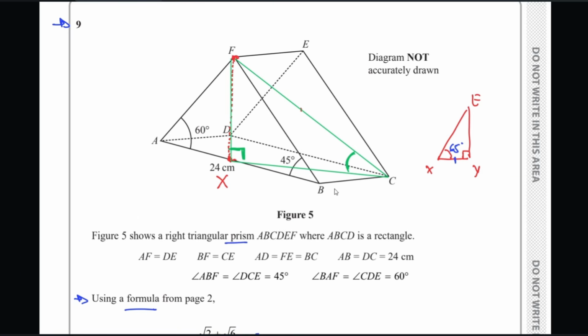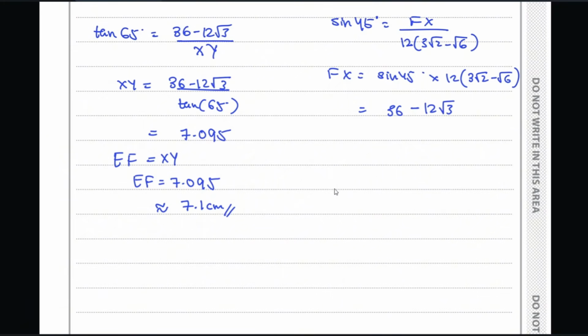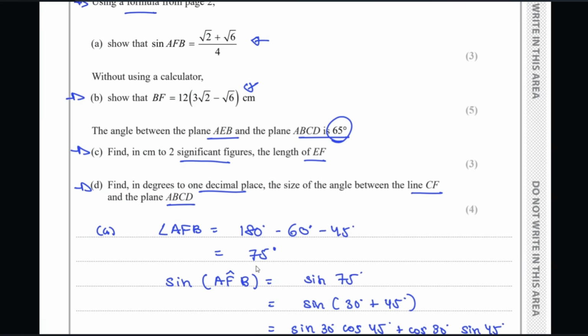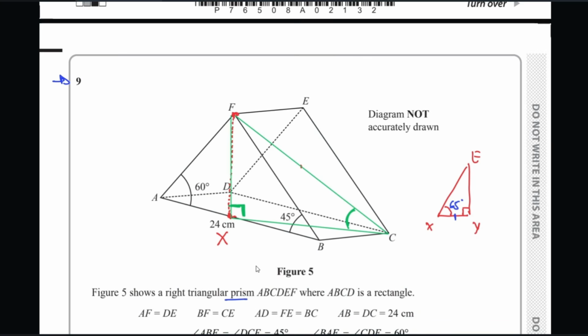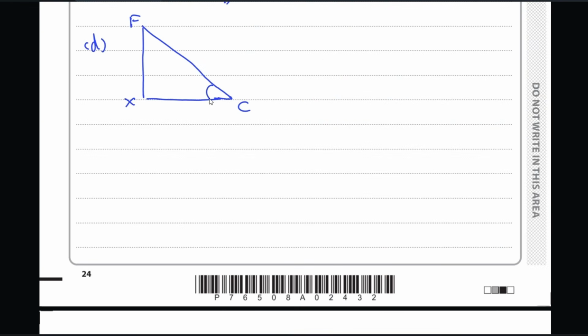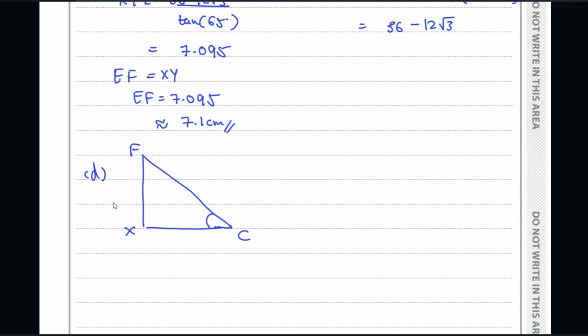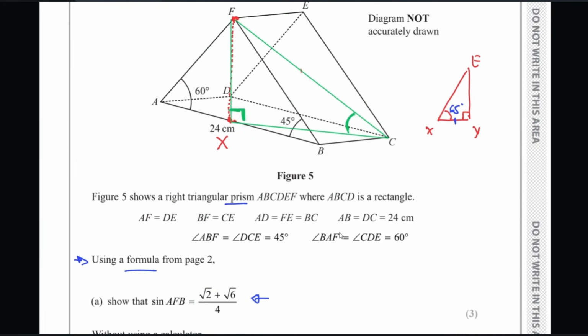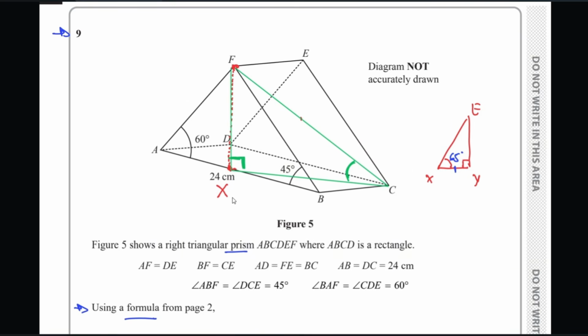So we already know the length FX? Yes, we do: 36 minus 12 root 3. Let me redraw that triangle for this part. So question D, triangle FXC, and we need to find this angle. We know the length FX, 36 minus 12 root 3. We need one more length, XC or FC. Let's have a look how we can find either FC or XC.